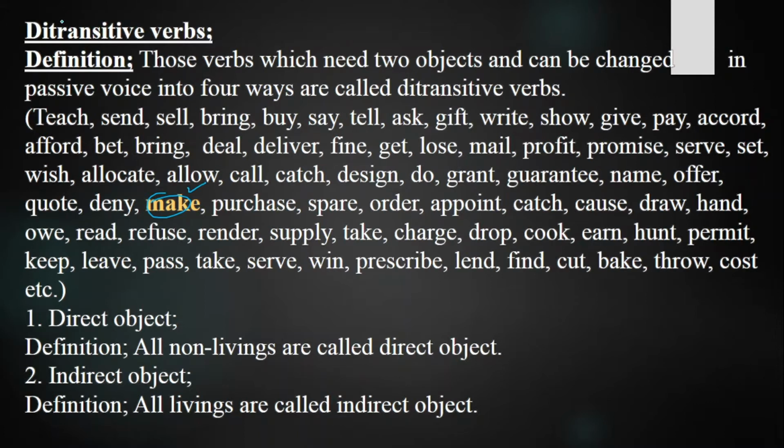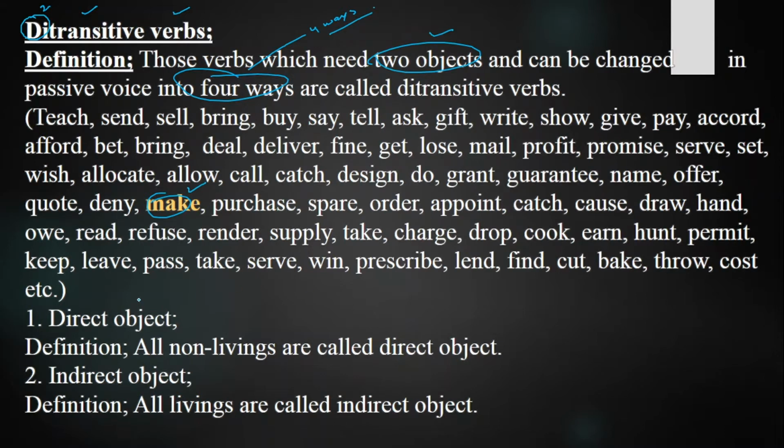So let's start today's activity. We have the definition of ditransitive verb. Di means two, transitive means it can be changed into passive voice, and verb shows an action. Keep in your mind, those verbs which need two objects and can be changed into passive voice in four ways are called ditransitive verbs.